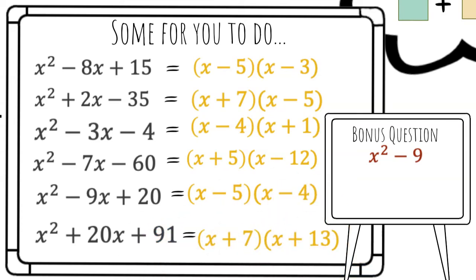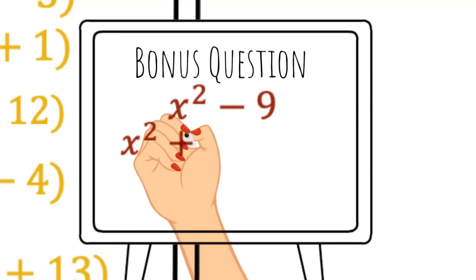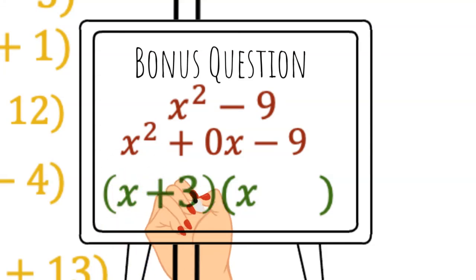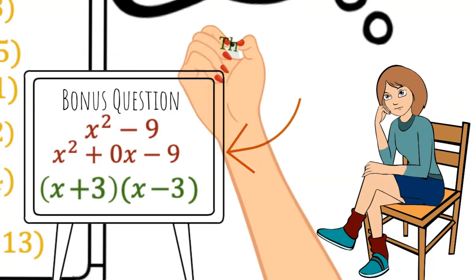Some of you might have had a go at this bonus question. And if you didn't, then the most sensible place to start is to write it out again as x squared plus 0x minus 9, because then we can just apply the same rules that we did before. We know we're going to have the brackets with x in both brackets, but then I need two numbers that plus together to make 0 and times together to make minus 9. Well, you should have got plus 3 minus 3. This is actually a whole topic in itself called the difference of two squares.